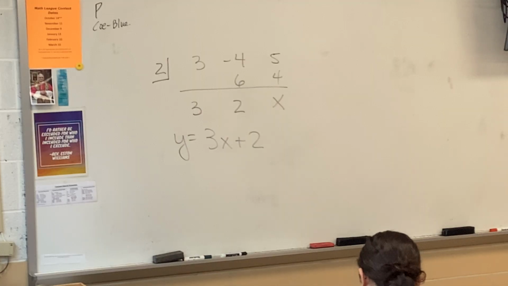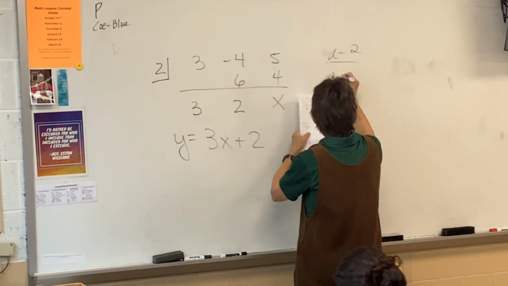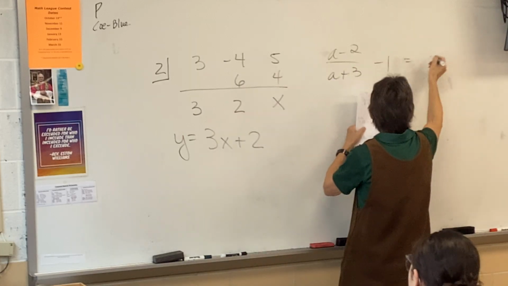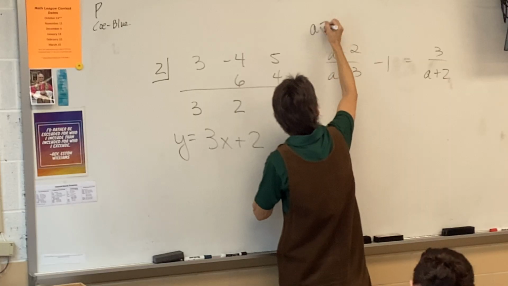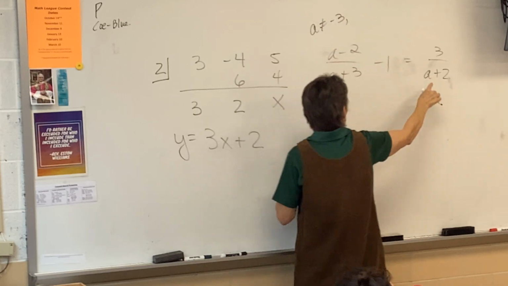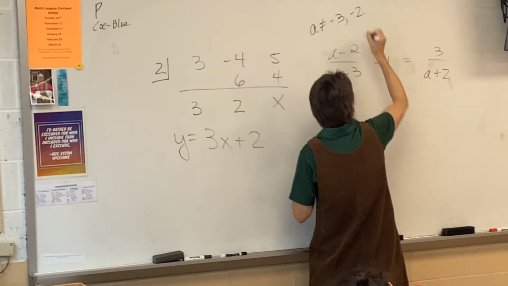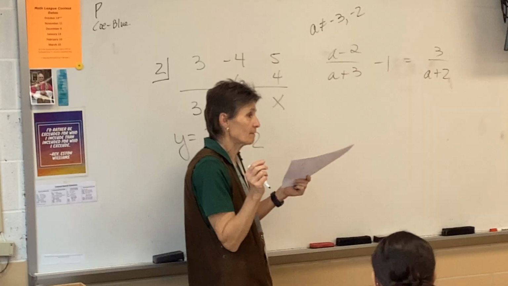All right, number 4, we're going to solve some equations now. It isn't a bad idea to list your excluded values. What can A not be? -3 or -2. So I don't know what's going to happen, but we'll see if A is -3 or -2.